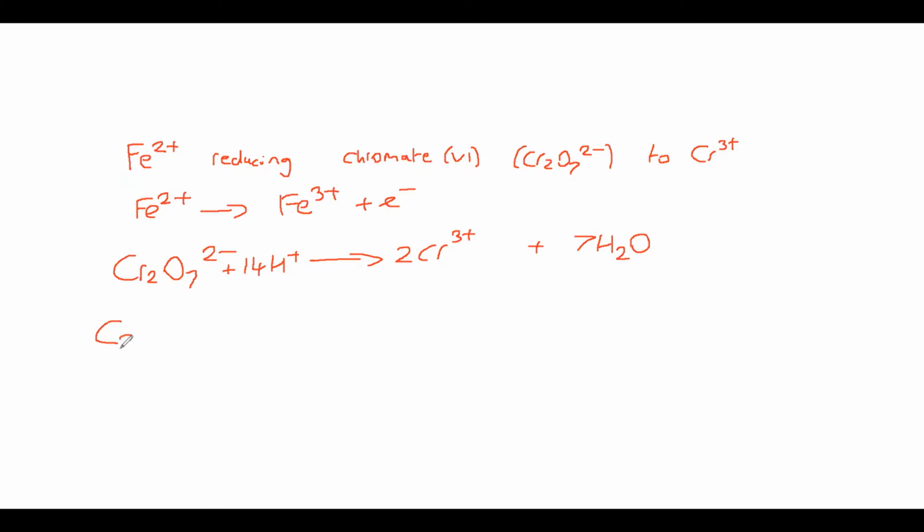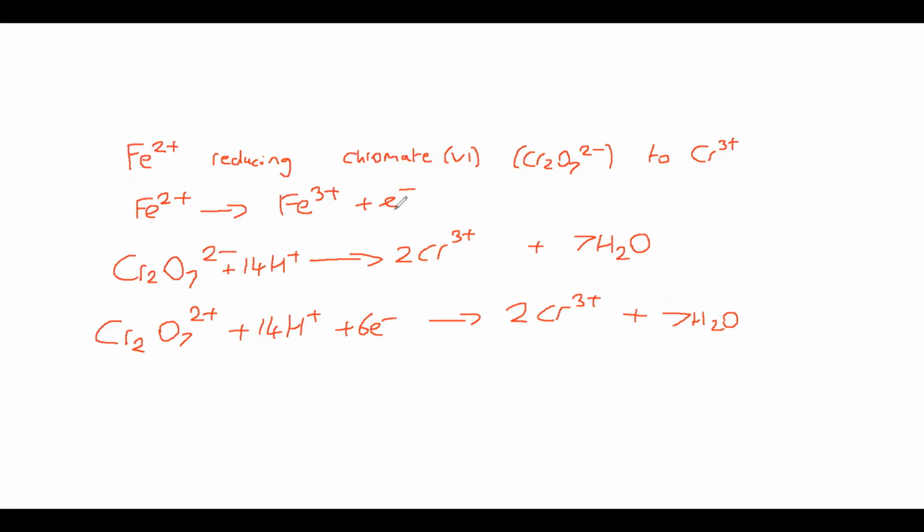So in order to balance this out, we need to bring down the left-hand side by 6. So to do that, we add 6 electrons. So we say plus 14 H plus 6 electrons going to 2 Cr3 plus 7 water molecules. Now we have a complete reduction half equation. So we have our oxidation half equation, we have our reduction half equation. Now all we need to do is balance out our electrons between the two.